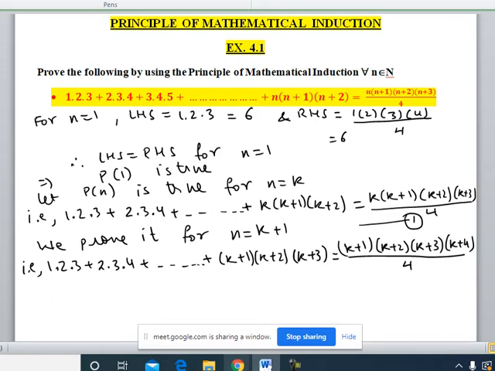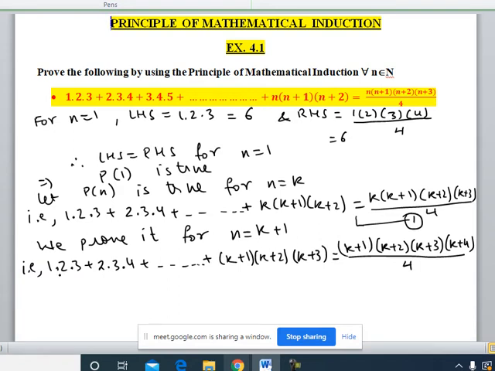The next step is we assume there is a positive integer or natural number k for which the result is true. If the result is true for n equal to k, that means the sum of these terms, where I have replaced n by k, should be equal to k into k plus 1, k plus 2, k plus 3 divided by 4. So we have assumed the result is true for n equal to k. This is what we are going to use to prove it is true for n equal to k plus 1. Let us see what we should get if n is replaced by k plus 1.